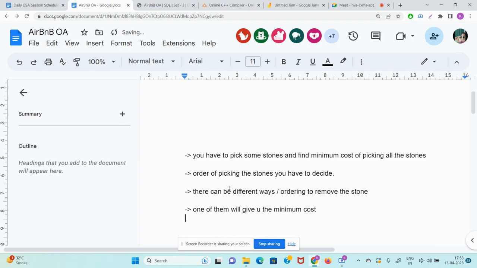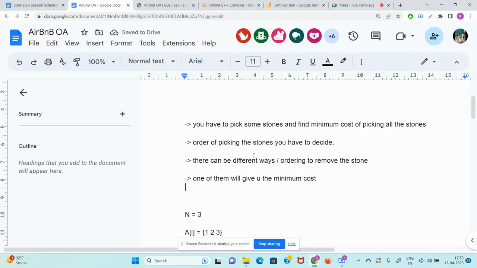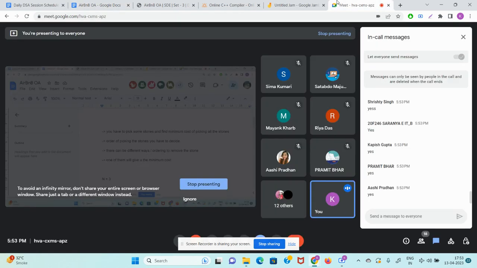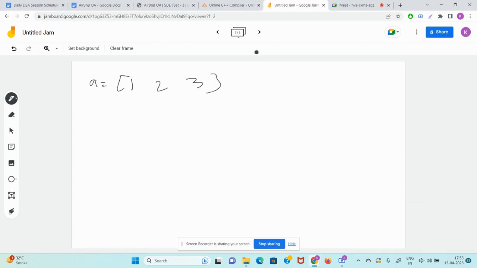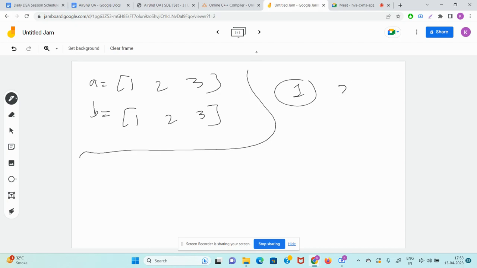Guys, everyone needs to agree on this: there are multiple ways, but one of the ways will be the best way. Yes or no, guys? Now let's see if it is really true. Let's say the A array is 1, 2, 3, and the B array is 1, 2, 3. Now, guys, tell me what will be the answer if you first pick 1, then 2, then 3?